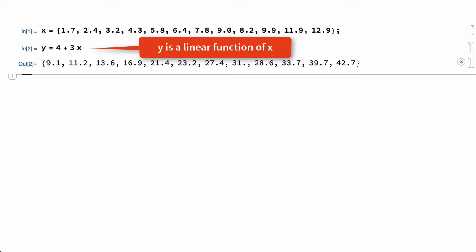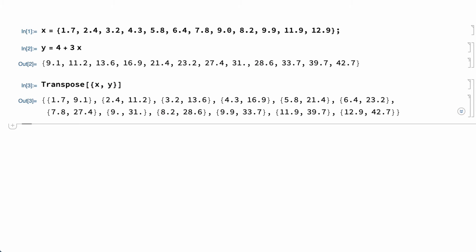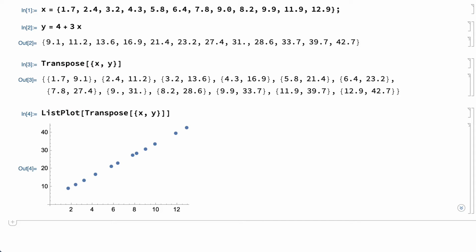The relationship between x and y can be seen in a scatter plot using the elements of the lists as the coordinates of the points in the plot. This input uses the transpose function to turn that pair of lists into a list of pairs, and this plots that list of pairs as points in a scatter plot. The linear relationship gives a plot where all of the points fall on a straight line.